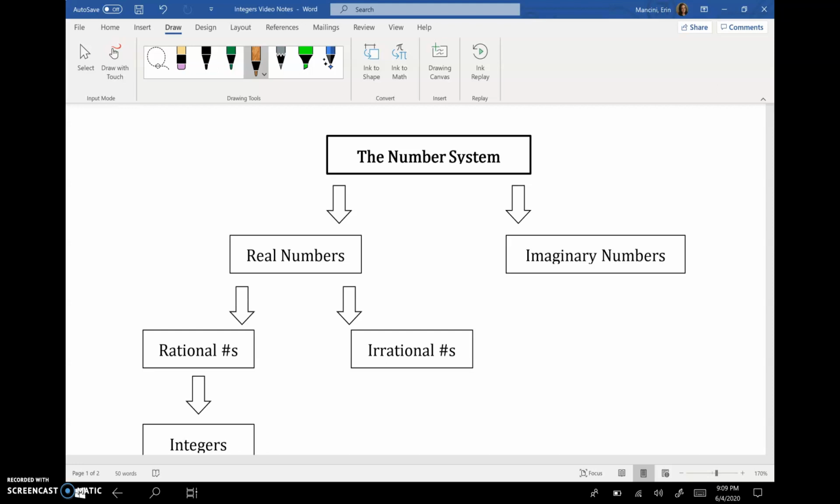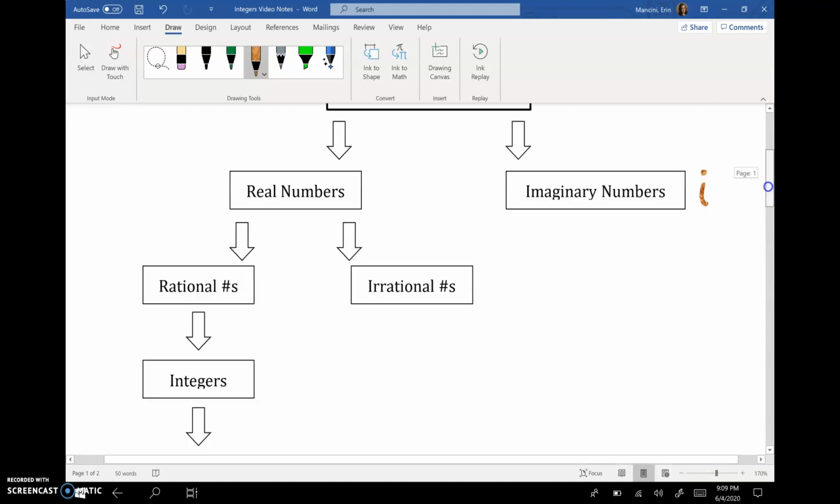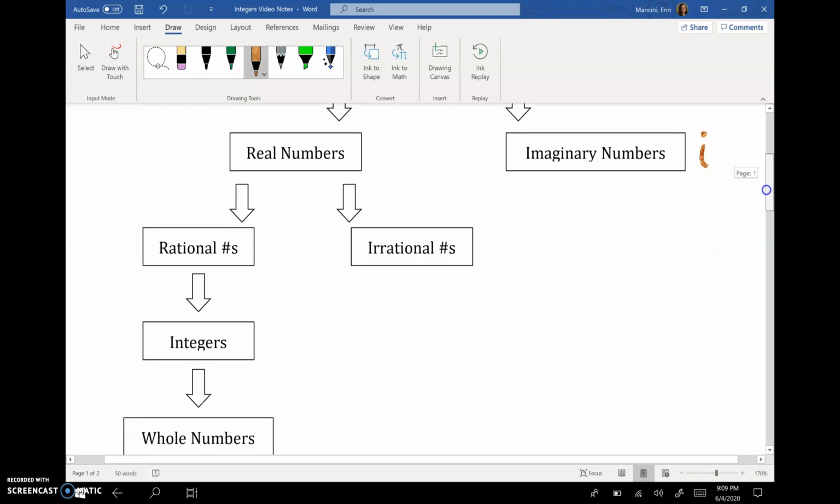And believe it or not, in the number system we have both real and imaginary numbers. So a real number would be like what you already know, 0, 1/2, 0.3721, whereas an imaginary number would be like i. And we don't learn that until Algebra 2, but it's something to note that you will learn about in the future. So we're going to focus on the real numbers.